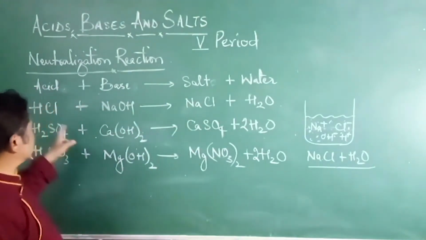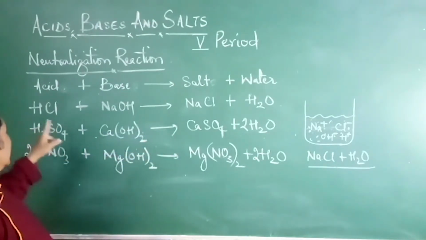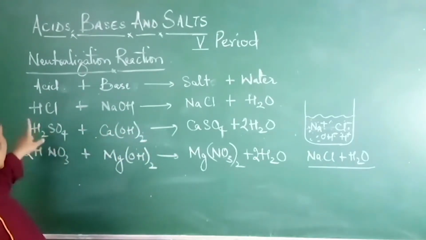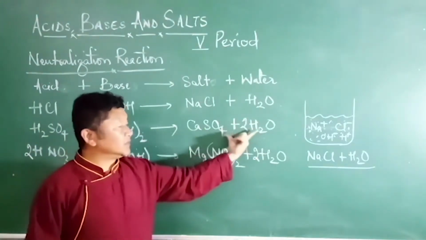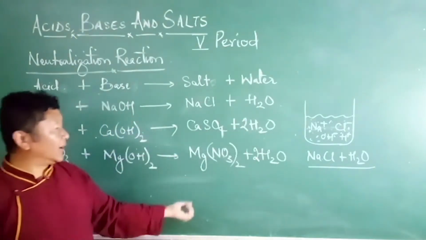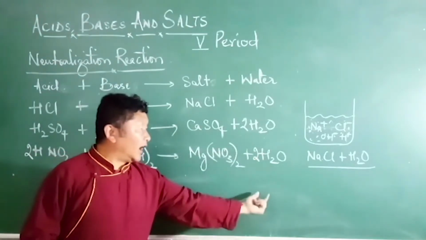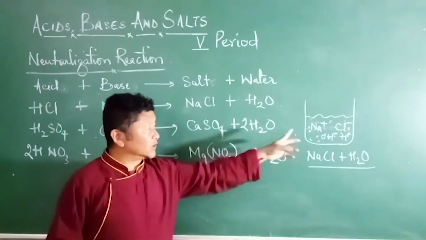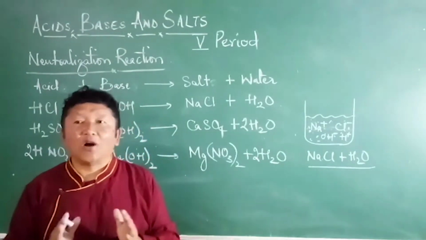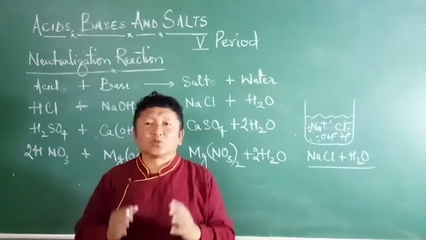Similarly, calcium ion, hydroxide ion, sulfate ion and hydrogen ion recombine to form products, and there are magnesium ion, nitrate ion, hydroxide ion and hydrogen ion. This is how a neutralization reaction keeps on going.